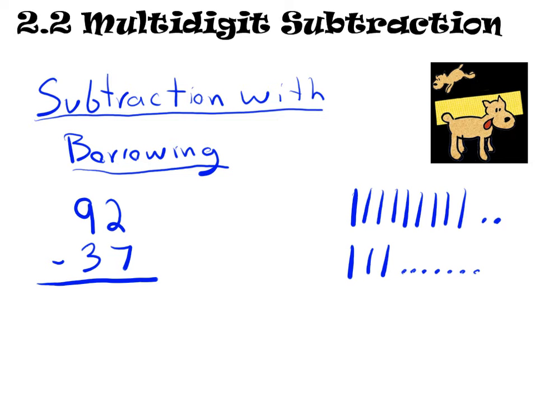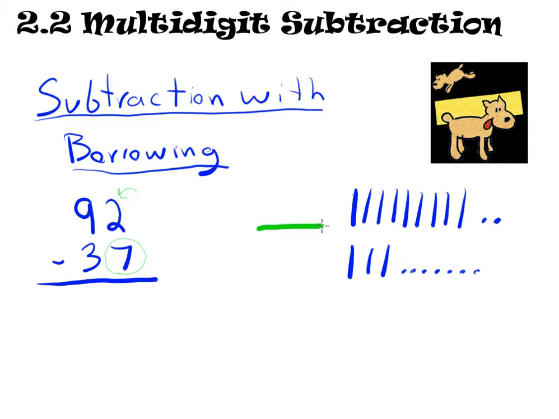The first thing you should notice when we're looking at this problem is that in our ones column, where we start, we have 2 minus 7. We cannot do 2 minus 7 because our bottom number here, 7, is bigger than 2. We cannot take 7 away from 2. So we have to do something called borrowing.